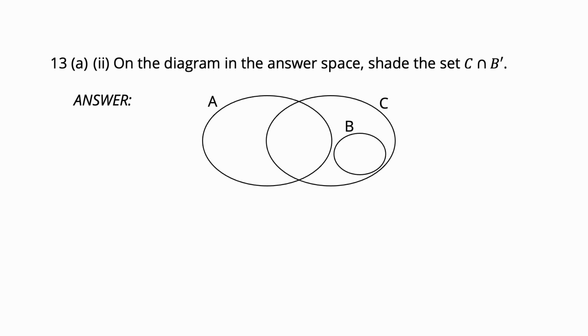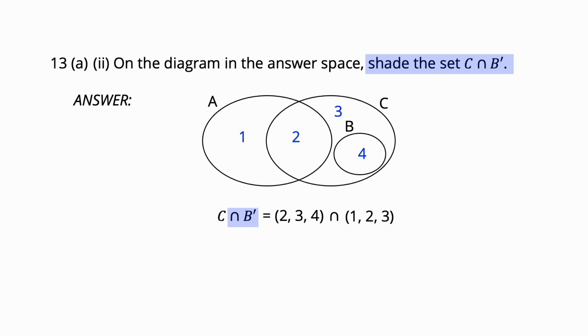A. 2. On the diagram in the answer space, shade the set C intersection the complement of B. Label the regions in the diagram as 1, 2, 3, and 4. For set C, the regions are 2, 3, and 4. For the complement of B, the regions are 1, 2, and 3. Their intersection is the common part, regions 2 and 3. Shade regions 2 and 3. These regions represent C intersection the complement of B.